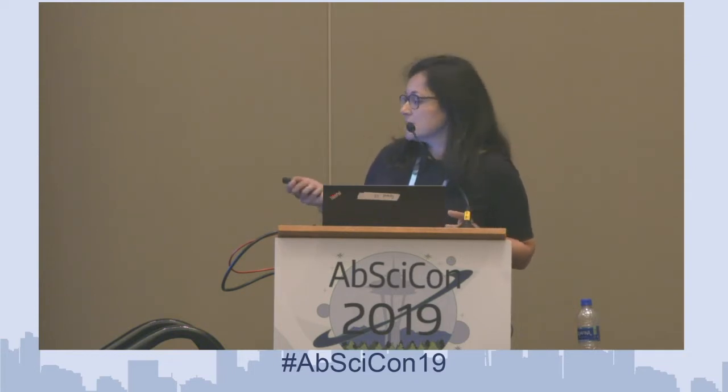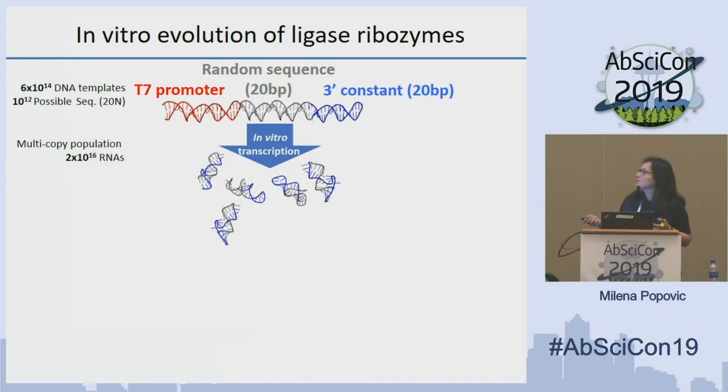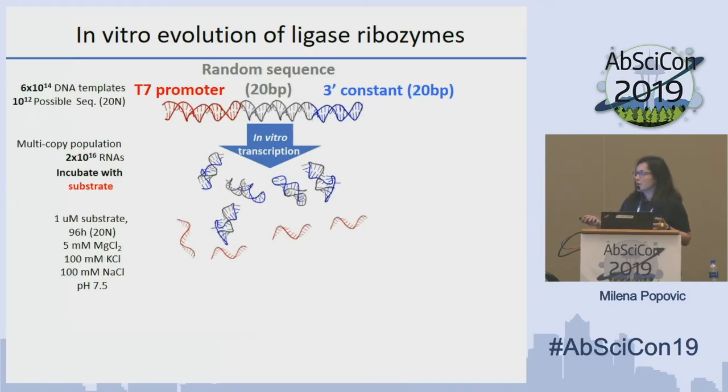So the way we studied this is by evolution of ligase ribozymes, and we evolved two separate independent ligase ribozymes, one short one of 20 nucleotides and one long one of 80 nucleotides. A typical in vitro evolution experiment begins with a diverse library. In this case, this is a 20 nucleotide random region that's flanked by two constant regions, and we transcribe this into RNA and then incubate with the substrate to allow for ligation.